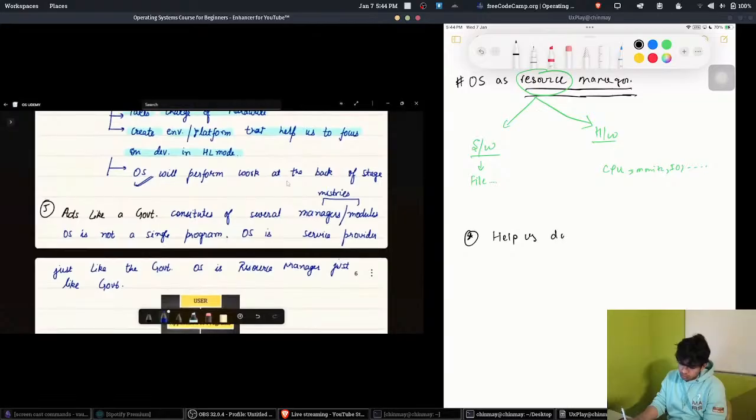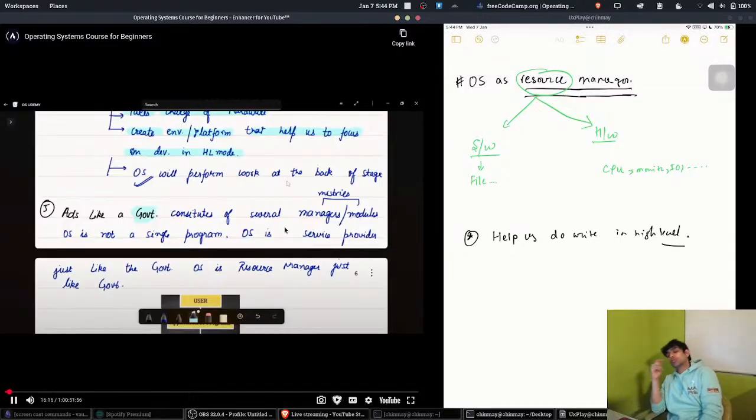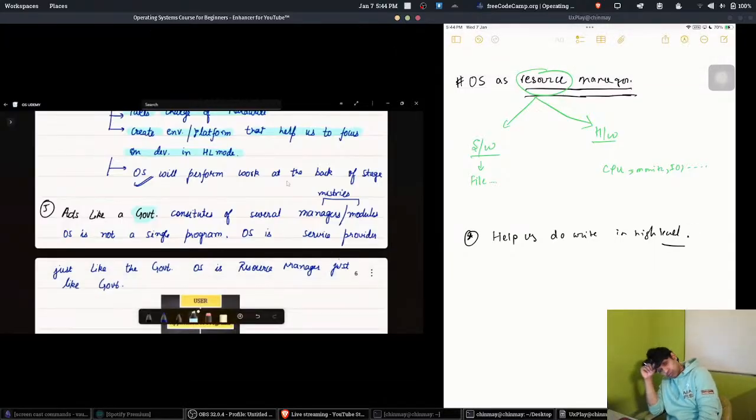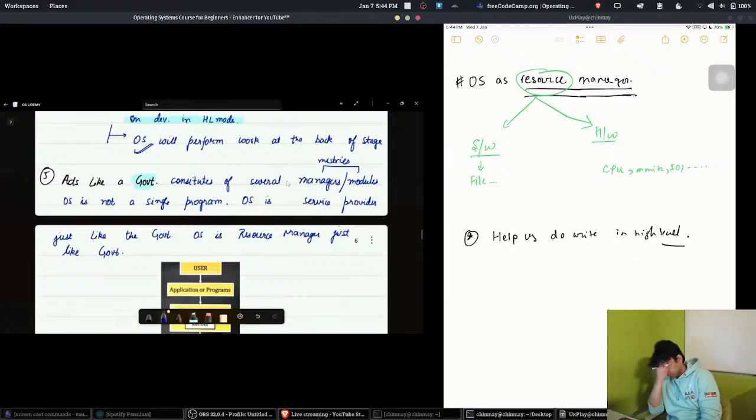So if I summarize, what is an operating system? The operating system is a government. Government is not a single person. We cannot say, let's say, Joe Biden is the government of America. No, we don't say it like that. We say government consists of lots of ministries, like Ministry of Health, Ministry of Defense, Ministry of Science. So the operating system is like a government. It consists of several ministries, or we can say modules. Which modules am I talking about? I'm talking about the modules in the kernel, like process manager, file manager, etc.